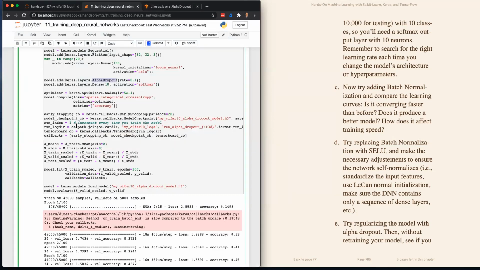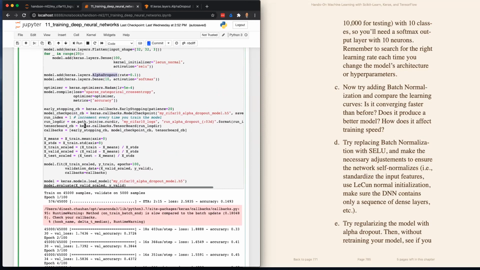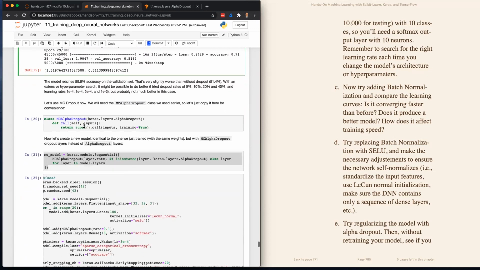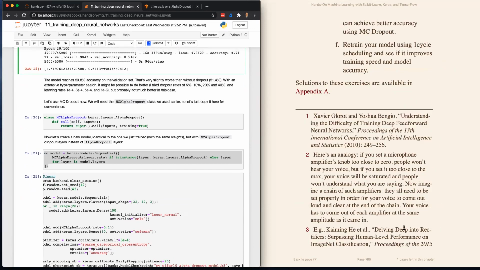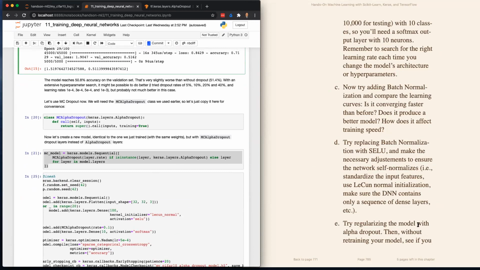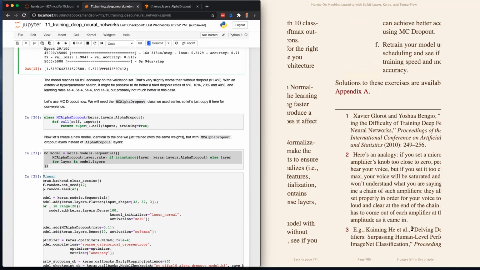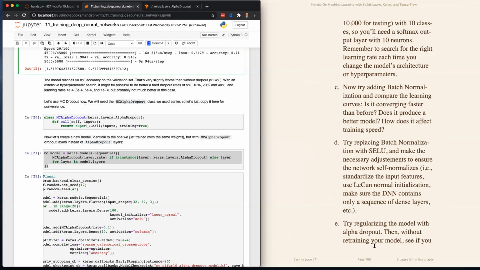That was the one thing. Let's move on to the next one if you have no question. Try regularizing the model E, so we are on E. Try regularizing the model with alpha dropout, which we have done. Then without retraining the model, see if you can achieve better accuracy using MC dropout. Without retraining your model, so I was not supposed to train it.